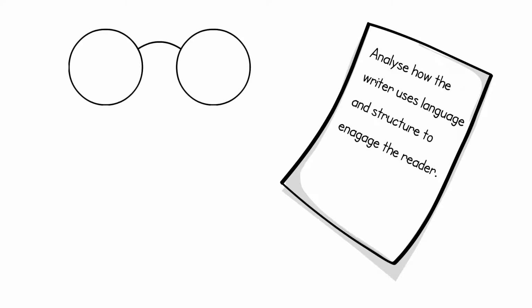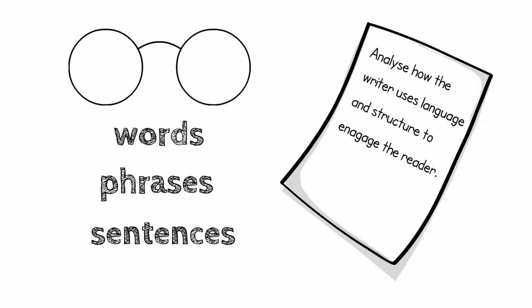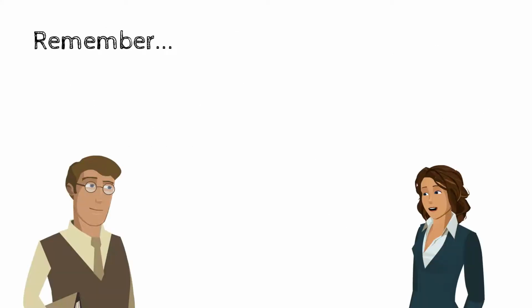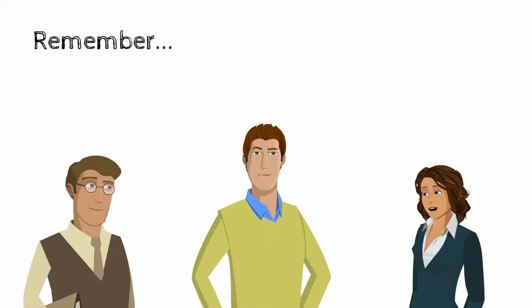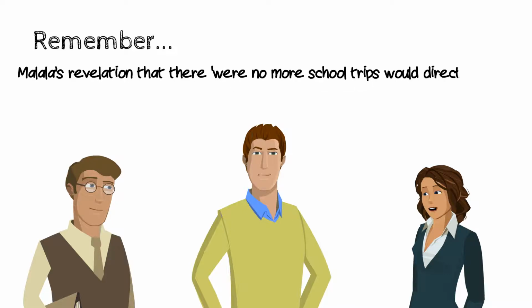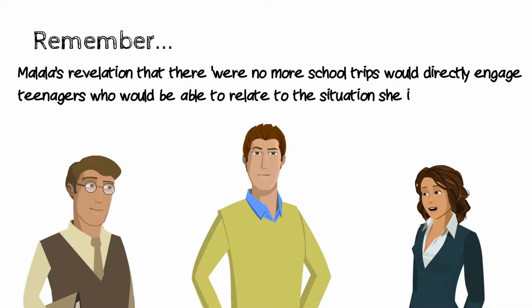Question 3 will always be the same. Analyse how the writer uses language and structure to engage the reader. As you read through the text, underline key words, phrases, and sentences that you think may engage the reader. Remember that a text may have a number of different readers who may be engaged using different techniques. For example, Malala's revelation that there were no more school trips would directly engage teenagers who would be able to relate to the situation she is describing.